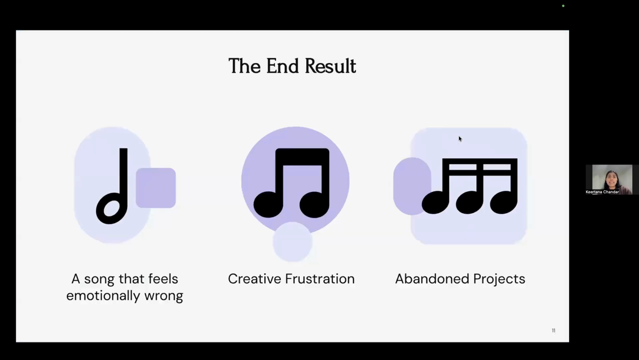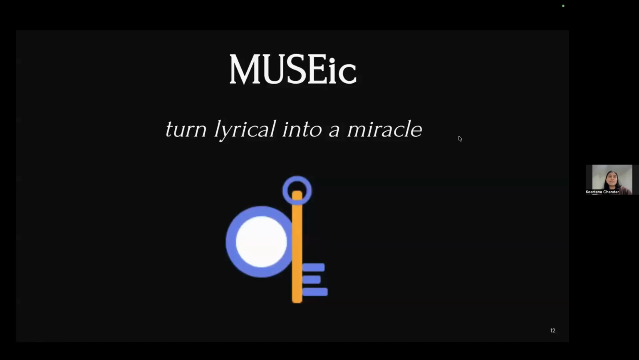So that brings us to the end result. Without hours to learn, or existing music theory knowledge, or expensive mentorship, you're just stuck guessing, and in the end, your song suffers. You end up with a song that just doesn't quite feel right, and what should have been a fun process left you feeling frustrated, and in turn, you might not even finish the song and abandon the project entirely. So the solution: MUSEic, the AI tool that takes your lyrical and turns it into a miracle.